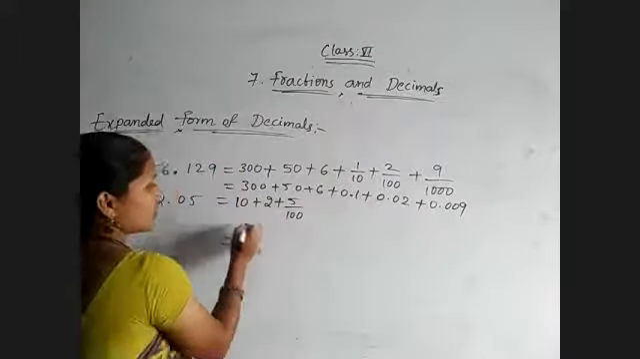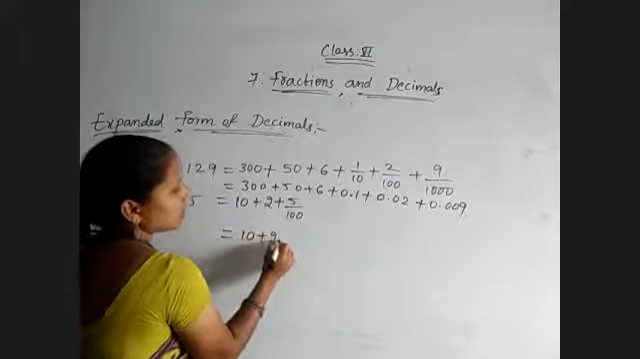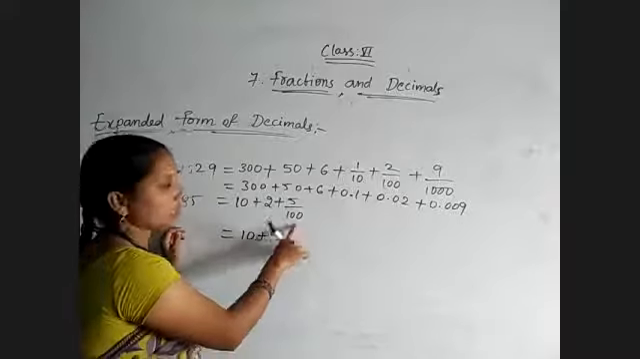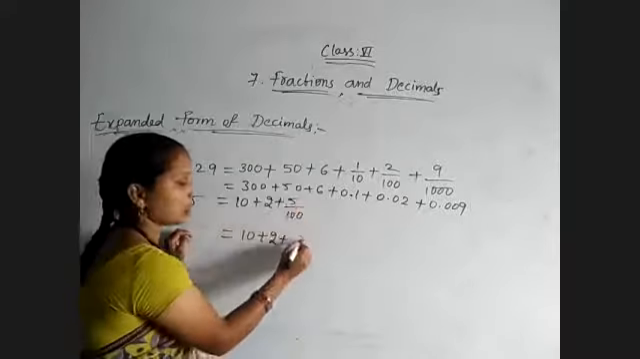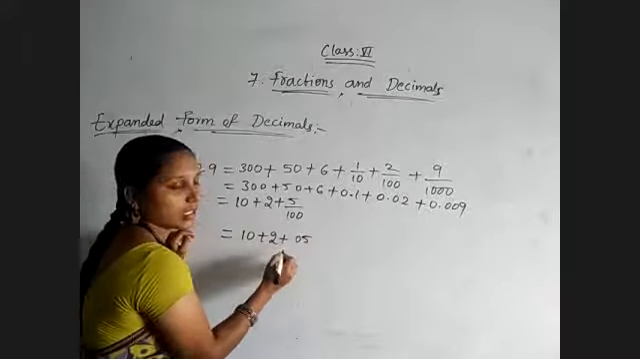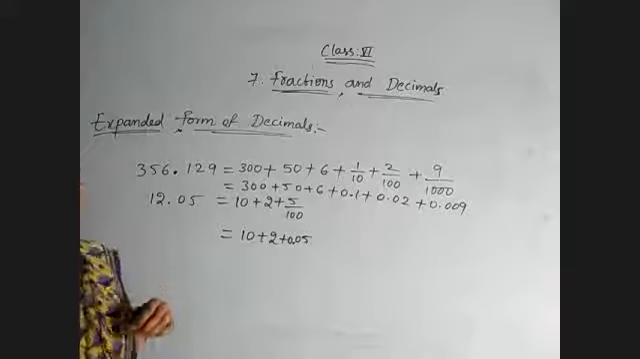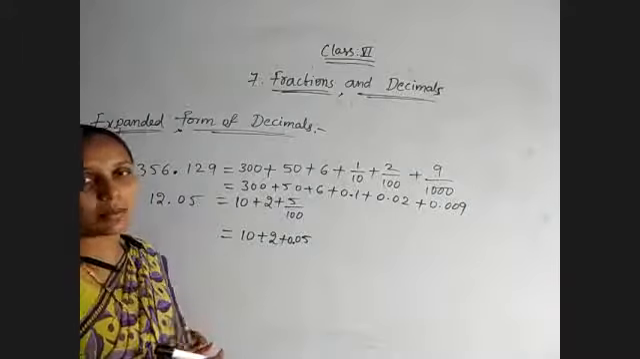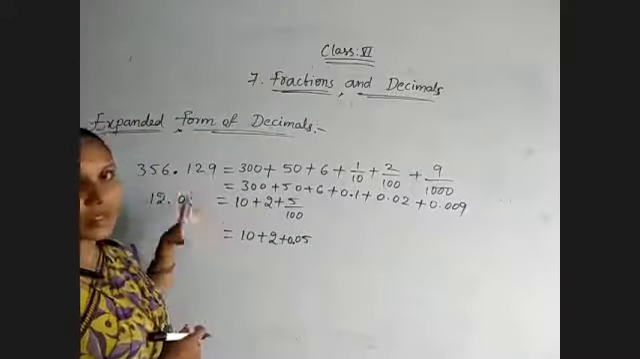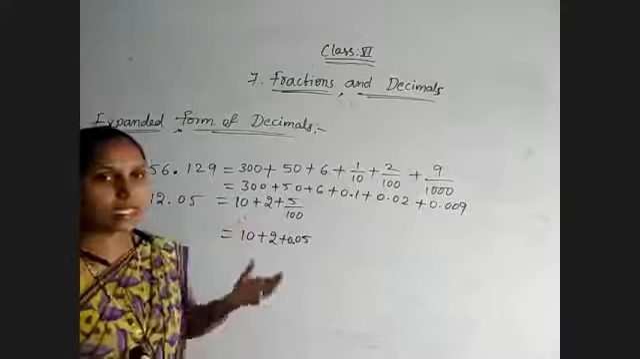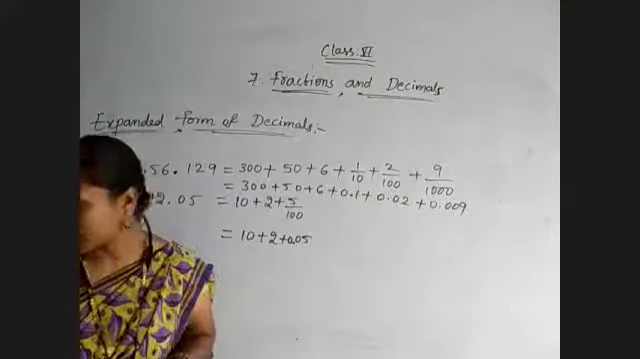Now just come to this question. 10 plus 2 plus 5 by 100. 2 zeros are there, and only a one-digit number is there. So we will keep one digit as 0. So 0.05. This is about expanded form. Expanding a number is very easy. Next we will see what is meant by short form.